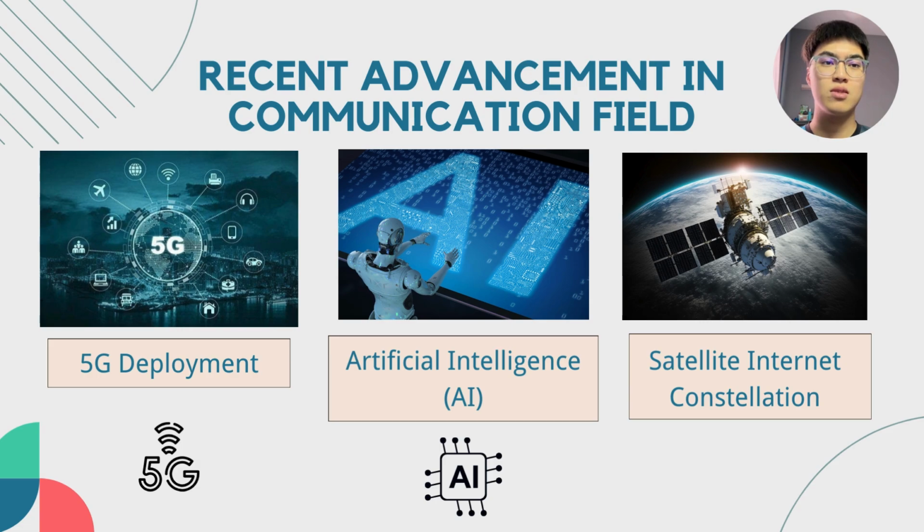The second one is artificial intelligence. AI has revolutionized communication in several ways. Virtual assistants and chatbots provide real-time support, while AI-driven language translation breaks down barriers and improves accessibility. Additionally, AI automates routine tasks, making communication more efficient and also personalized. Finally, we come to the satellite internet constellation. These networks of artificial satellites aim to provide global broadband internet coverage. They focus on connecting remote and underserved areas, ensuring no one is left behind in the digital age.